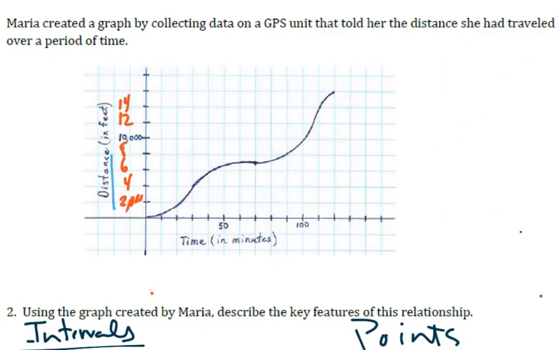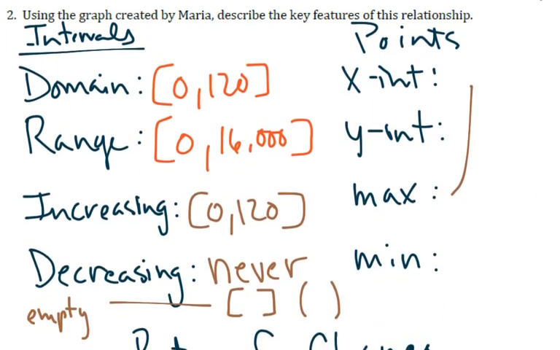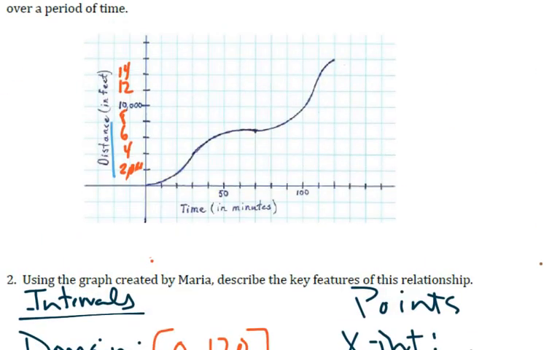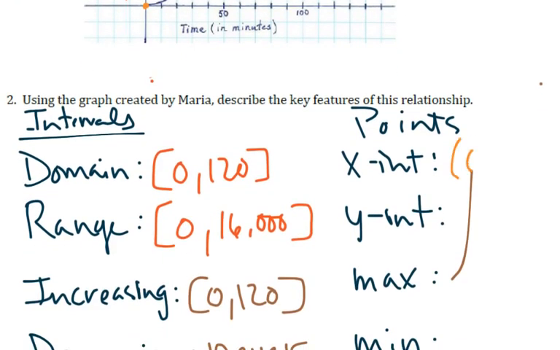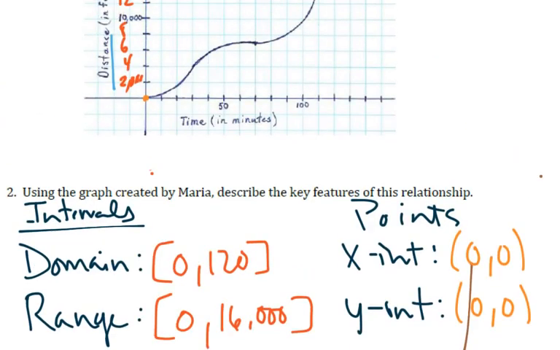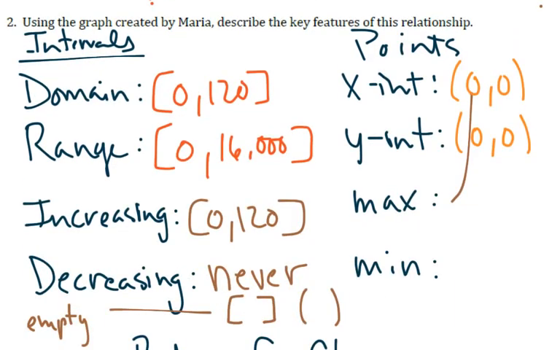Alright, now let's take a look at our points. Okay, so x-intercept, y-intercept. Where does it cross the x and y axis? Well, the only point is right here at 0, 0, the origin. So that's both of them. That is both our x-intercept and our y-intercept. That 0, 0 is the special one, right? Now, max and min. What's the lowest we're at? Well, where we started, right? Because we're talking about distance, so that's 0, 0 as well.